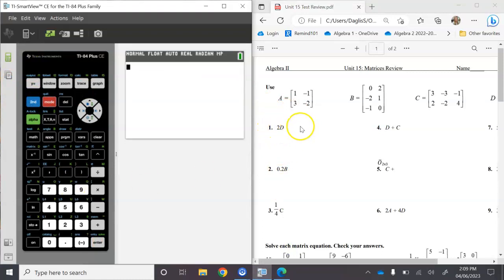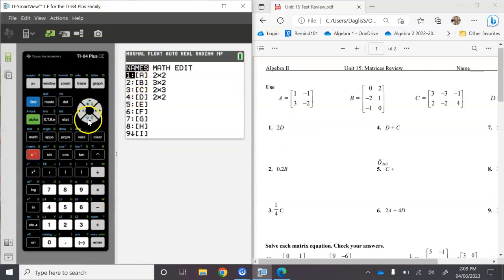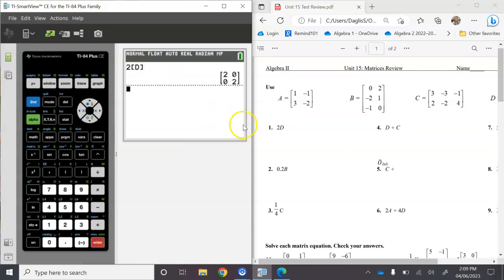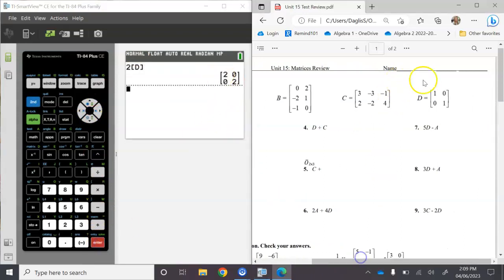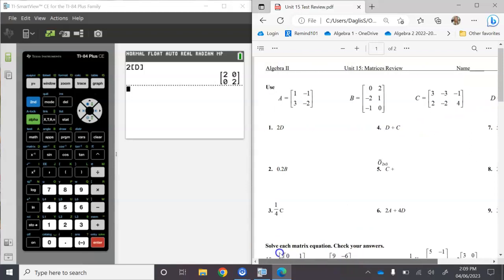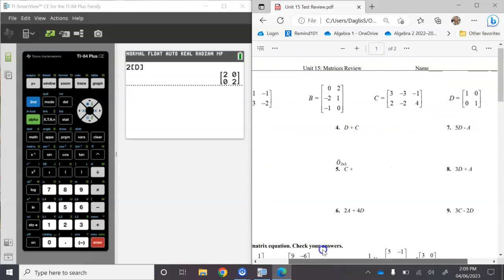So here, 2 times matrix D. There's the number 2. Go back to our matrix. Under the names, I'm going to select matrix D, and there it is. So 2 times matrix D: 2 times 1, 2 times 0, 2 times 0, 2 times 1. That was pretty easy to do by hand. You can type any of these in, just make sure you type it in exactly as you see it.